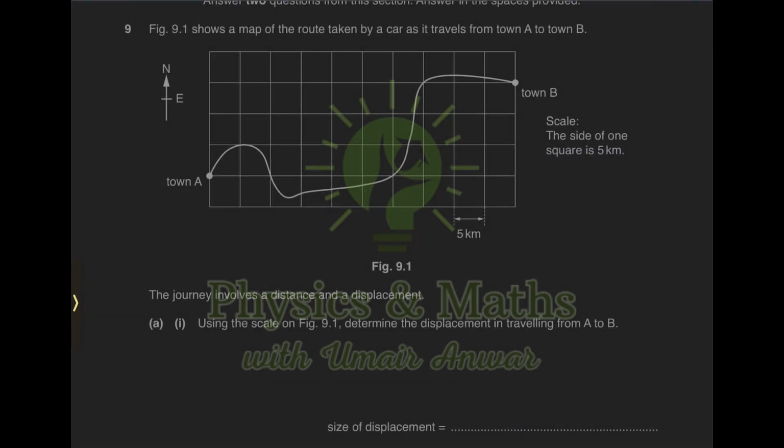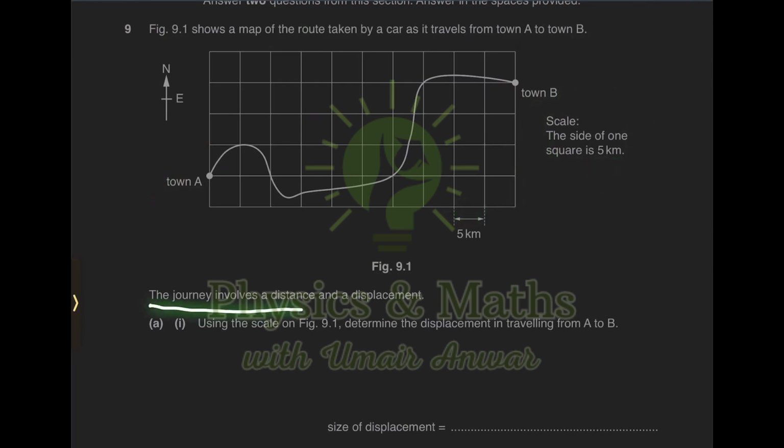This question is related to the topic of kinematics of our syllabus. So the question says figure 9.1 shows a map of the route taken by a car as it travels from town A to town B. Now this is the figure 9.1. Town A is shown by this point here. Town B is here on a grid. Now this is the direction of north and this direction is east. Scale says the side of one square is 5 kilometers. So every side of these squares is representing a distance of 5 kilometers.